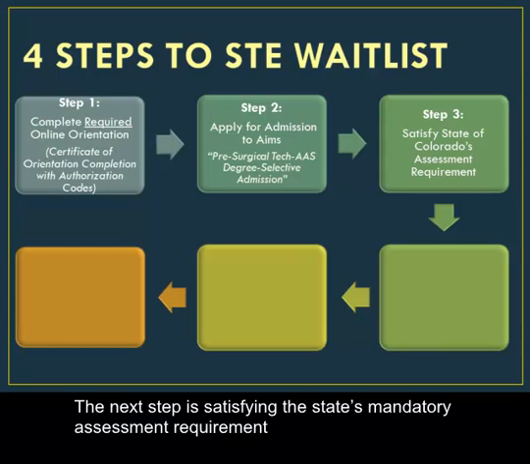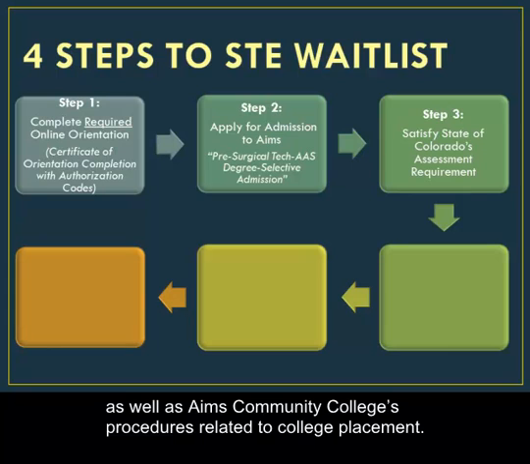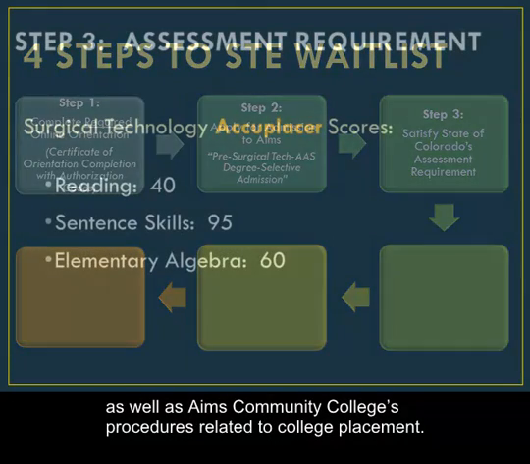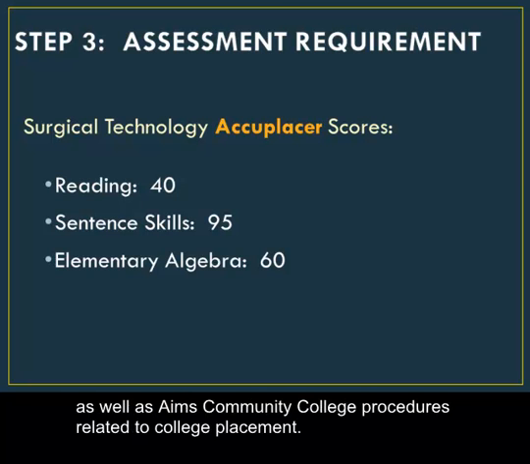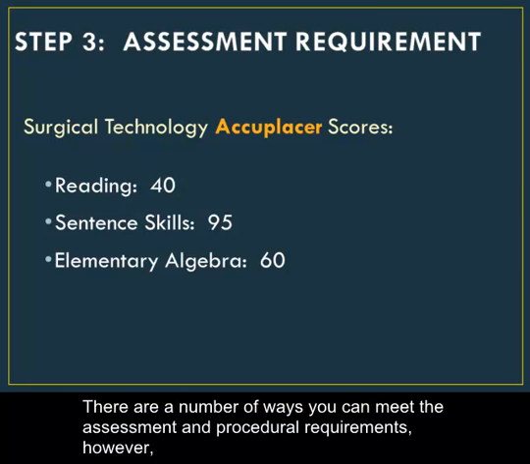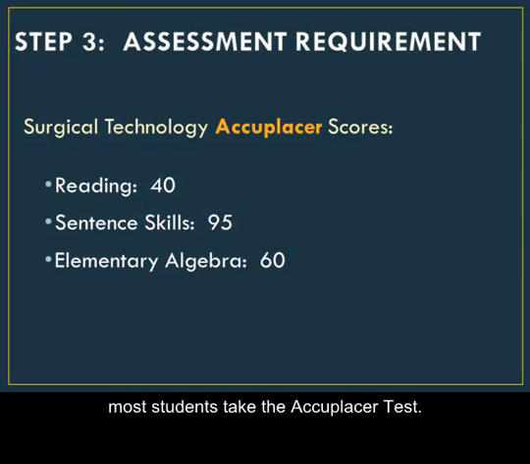The next step is satisfying the state's mandatory assessment requirement, as well as Ames Community College's procedures related to college placement. You are required to satisfy the state assessment requirement, as well as Ames Community College procedures related to college placement. There are a number of ways you can meet the assessment and procedural requirements. However, most students take the Accuplacer test.